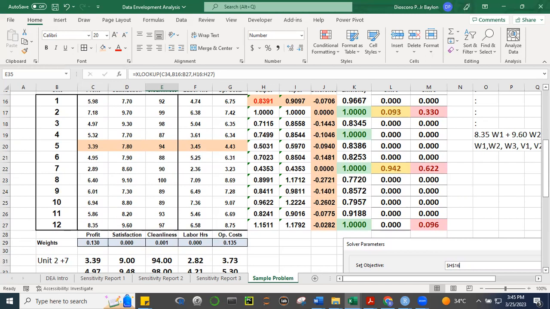So nagdi-DEA kami, but of course we're using a different software and not Excel kasi mas powerful. Kunyari R, we're using R or Python kasi mas powerful yung mga softwares na yun. But Excel has its use also. So just to determine which are the efficient units and which are the inefficient units, then Excel will suffice.